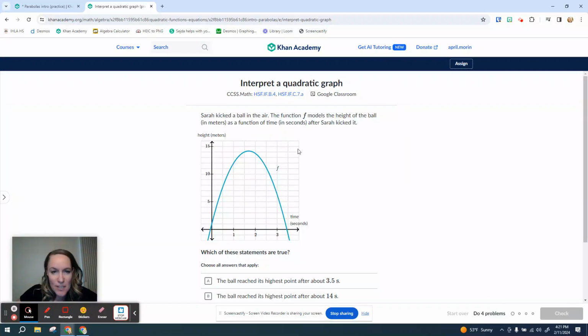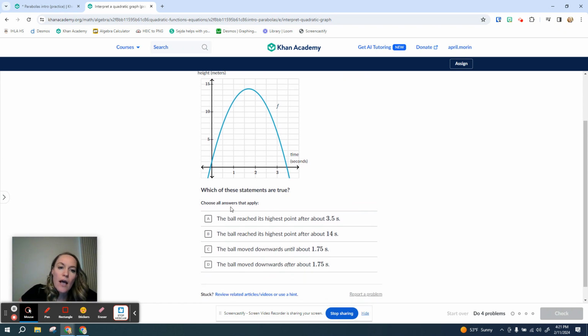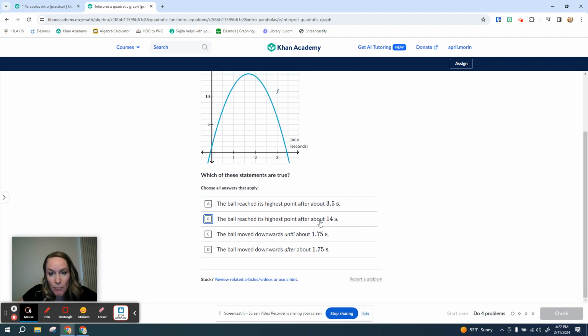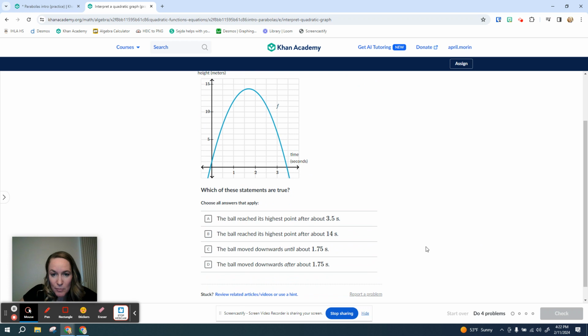All right, let's go to the next one. Interpret a quadratic graph. Sarah kicked a ball in the air. The function f models the height of the ball in meters as a function of time in seconds after Sarah kicked it. Which of these statements are true? Okay, the ball reached its highest point after about 3.5 seconds. So here's 3.5 seconds, but that is not the highest height. So not right. The ball reached its highest point after about 14 seconds. Well, 14 seconds is way over here. So that wouldn't be right.